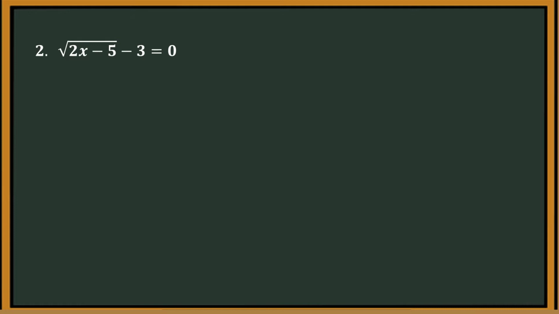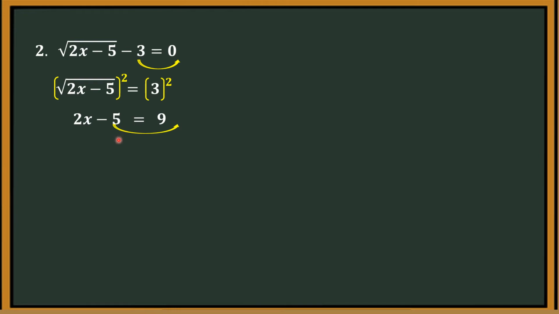Number 2. The square root of 2x minus 5, minus 3 is equal to 0. First, we're going to transpose negative 3 to the right side, so it will become positive 3. So, we will have now the square root of 2x minus 5 is equal to 3. Then, this time, we're going to square both sides. Then, we have to cancel the square and the exponent. So, sa left side, we will have now 2x minus 5, and then sa right side, that is equal to 9.